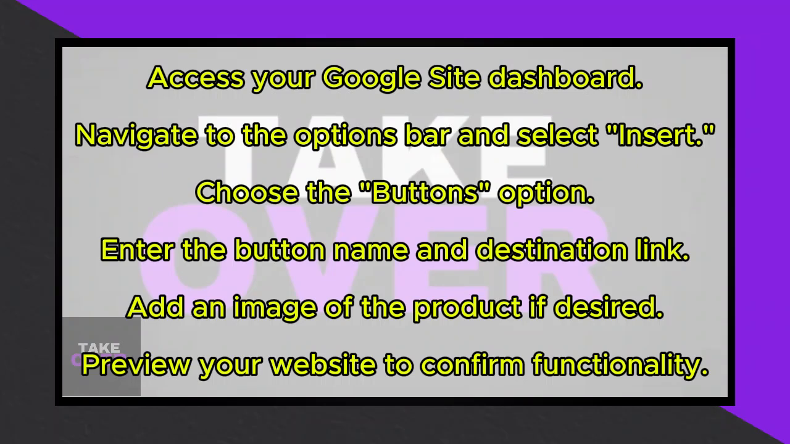To enhance the user experience, consider adding an image of the product. Once everything is set up, preview your website to ensure everything works smoothly. Your payment gateway is now seamlessly integrated into your Google site, allowing visitors to make purchases with ease.